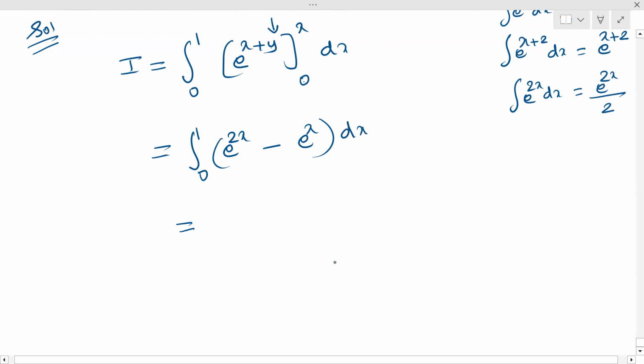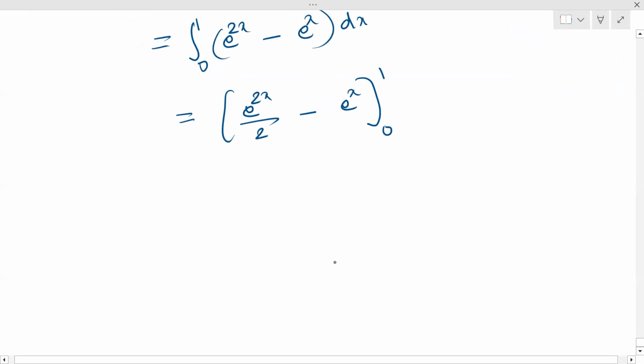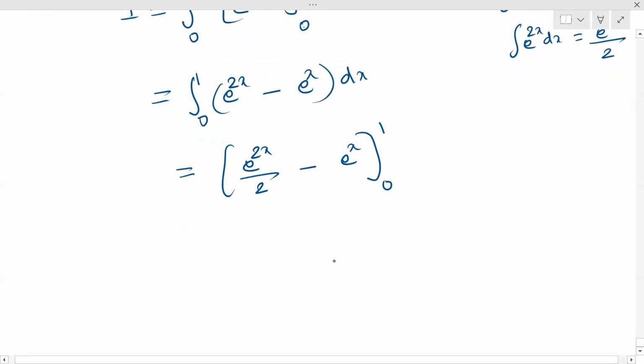Now we finish the inner integration. Next we move to the outer integration with respect to x. The integration of e^(2x) is e^(2x)/2, minus e^x, from 0 to 1. Now apply the limit. First apply the upper limit: e^2/2, and substituting x equal to 1, minus e. Okay, we have to apply the lower limit also. Put x equal to 0. e^0 is 1, so minus 1.